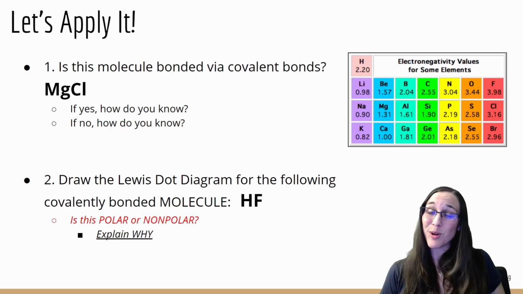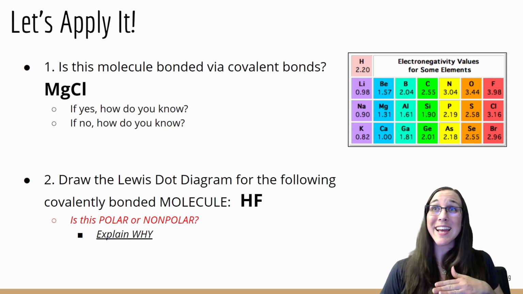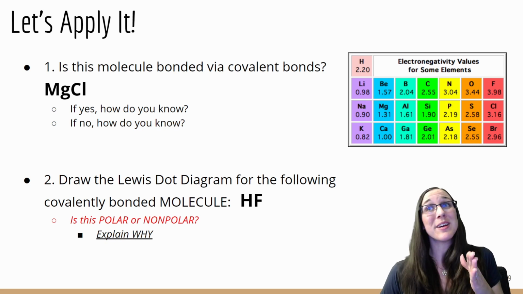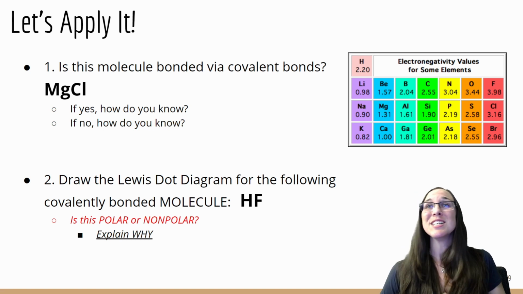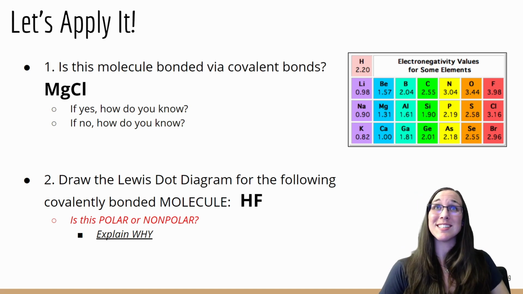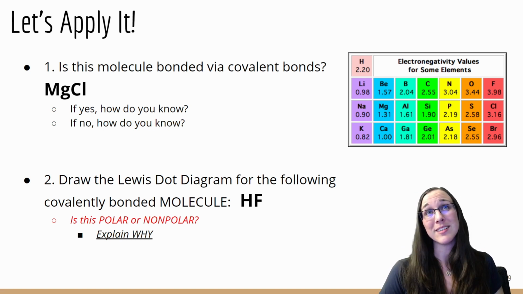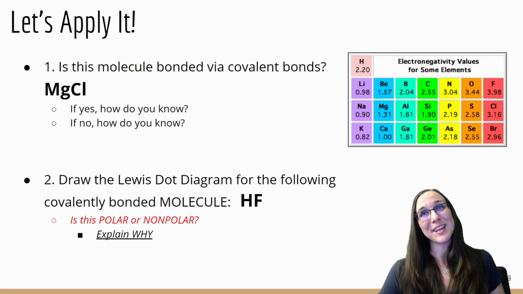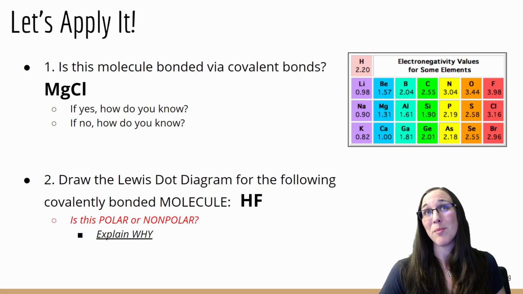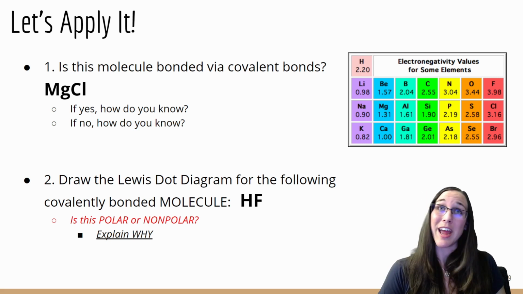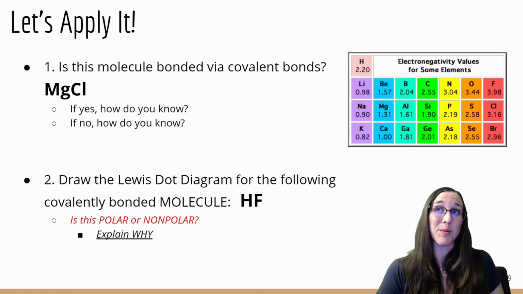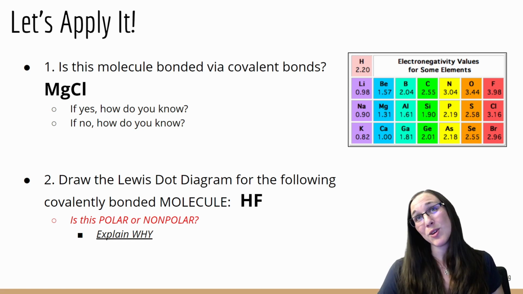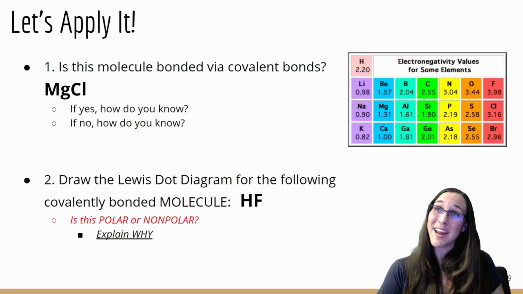Check yourself before you wreck yourself. Make sure you understand what this lesson was all about and make sure you can actually apply what you just learned. So try and answer these two questions. Is this molecule bonded via covalent bonds, MgCl? And if so, how do you know? If not, how do you know? Either way. Second question, draw the Lewis dot diagram for the following molecule of HF and determine if it's polar or nonpolar. Explain why, and see if you could explain in more than one way now as well.